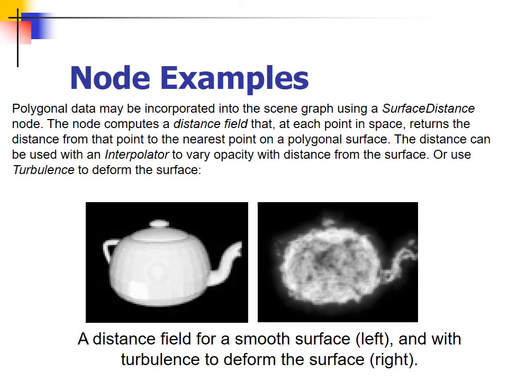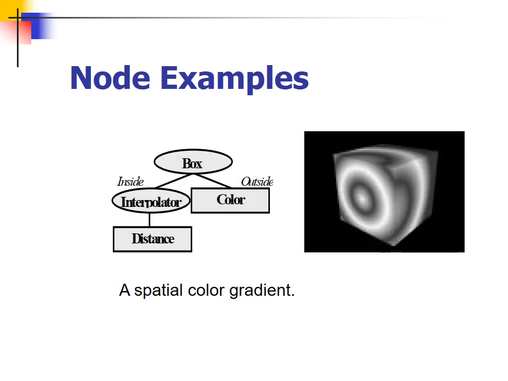Polygonal data may be incorporated into the scene graph using a surface distance node. The node computes a distance field that at each point in space returns the distance from the point to the nearest point on the polygonal surface. The distance can be used with an interpolator to vary opacity with distance from the surface, or use turbulence to deform the surface. In this figure, distance fields for a smooth surface and with turbulence to deform the surface are presented. The following few slides illustrate example of nodes.